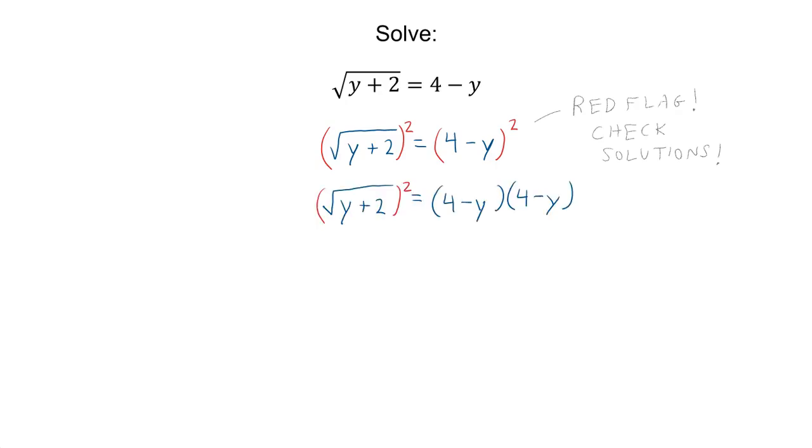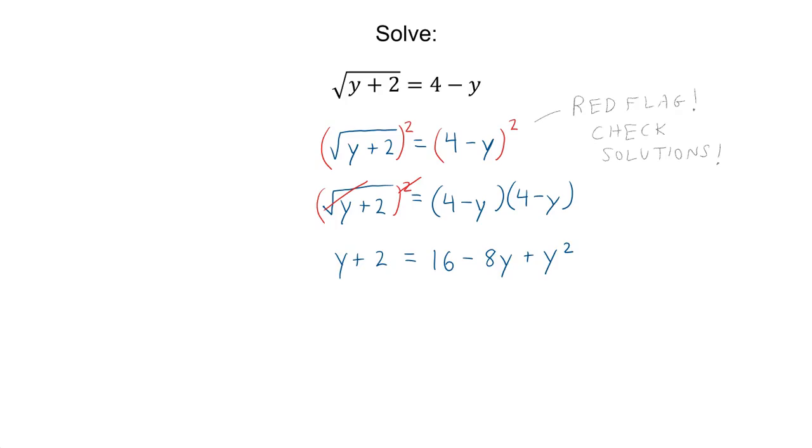Now let's look at the left side of our equation and simplify it. When we square a square root, the square and the square root cancel out, leaving us with y plus 2 on the left. Now let's FOIL 4 minus y times 4 minus y on the right. That gives us 16 minus 8y plus y squared on the right.